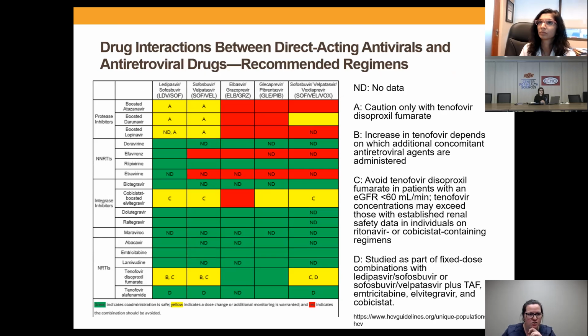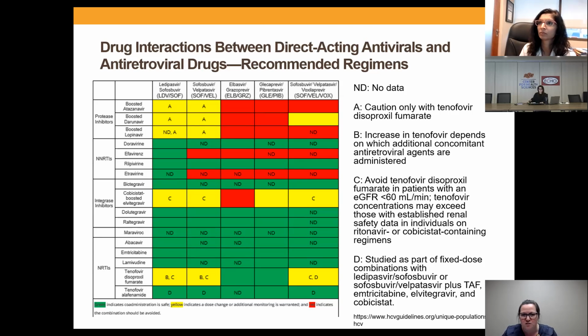This is just a screenshot, and you can go to the hepatitis C guidelines to look here and see, okay, hepatitis C medications are across the top and HIV medications are down the left side, and it's a quick visual, which I like. I like charts like this, especially color-coded ones, because you can quickly see, oh, red, nope. Green, oh yeah, that sounds good.